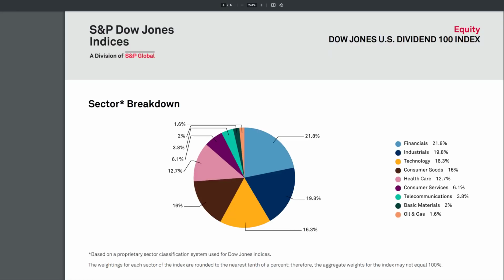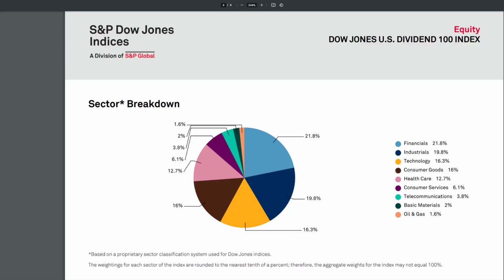When looking at the sector breakdown, over 20% is in financials, under 20% is in industrials, and just over 16% is in technology and also in consumer goods. Then healthcare is a little bit lower than consumer services, telecom, basic materials, and oil and gas is just over 1.5%.